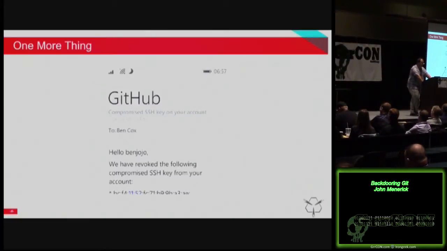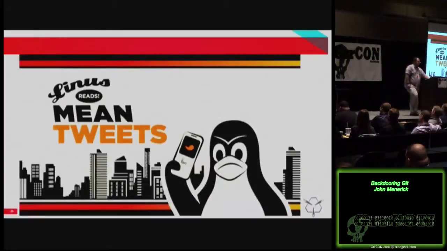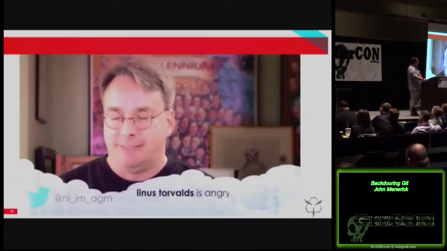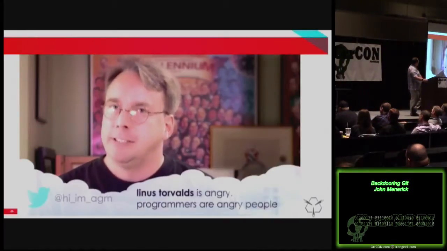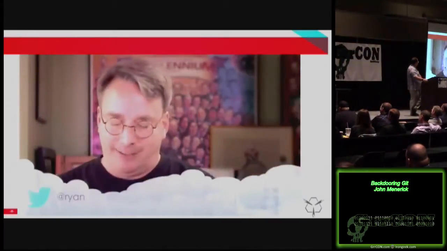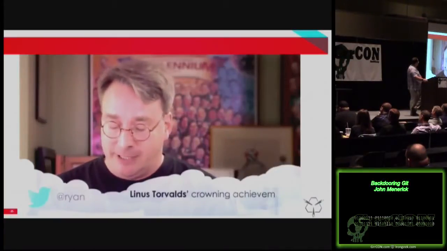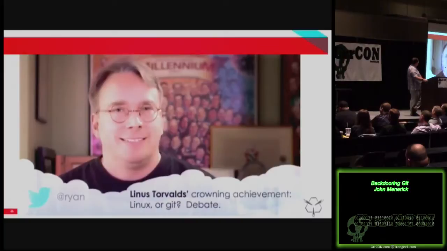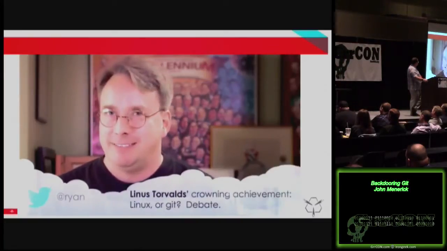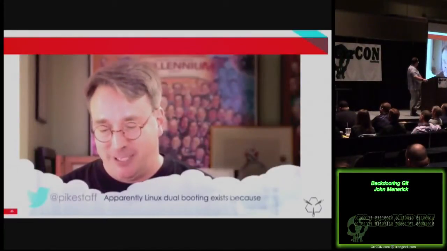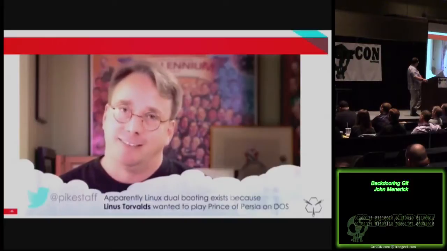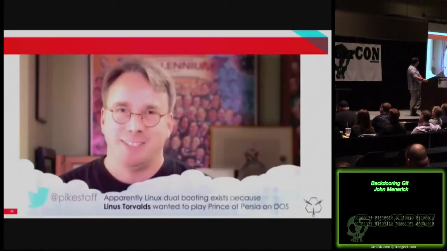Now, one little last bit of laughter to send you guys off. AGM tweets, Linus Torvalds is angry. Programmers are angry people. You know what, AGM? Some of the people I work with, you'd be angry too. Ryan Block tweets, Linus Torvalds' crowning achievement, Linux or Git, debate. Why do I have to have just one crowning achievement? I can do both. Pike tweets, apparently Linux dual booting exists because Linus Torvalds wanted to play Prince of Persia on DOS. Pike, not anymore. We've got Steam on Linux now.